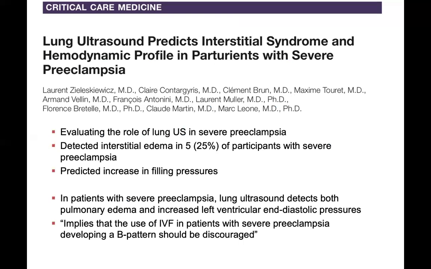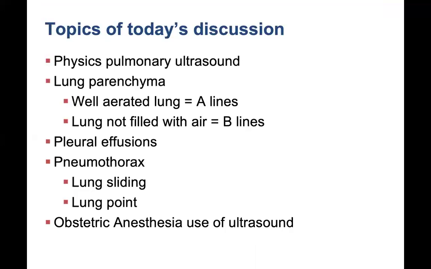This is a study looking at pregnant patients' lung ultrasound and interstitial syndrome with severe preeclampsia. They were evaluating the role of lung ultrasound in severe preeclampsia. They saw interstitial edema in 5, or 25%, of patients with severe preeclampsia, and they said that this did predict increased filling pressures. Their conclusion was that in patients with severe preeclampsia, lung ultrasound depicts both pulmonary edema and increased left ventricular end-diastolic pressures, and implies that the use of IV fluids in patients with severe preeclampsia developing a B pattern should be discouraged.